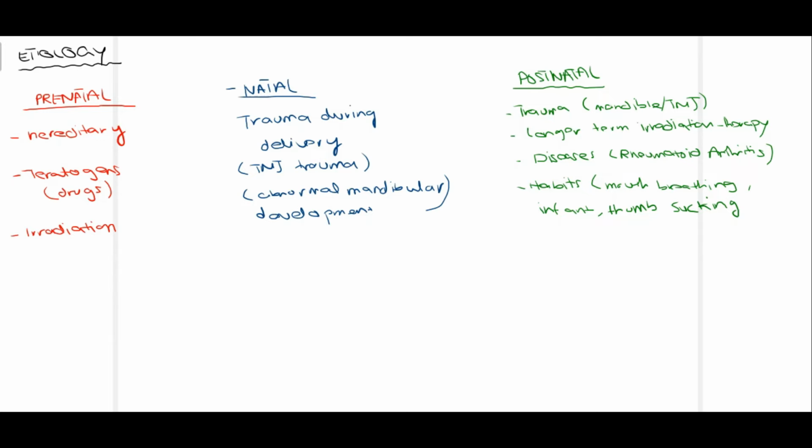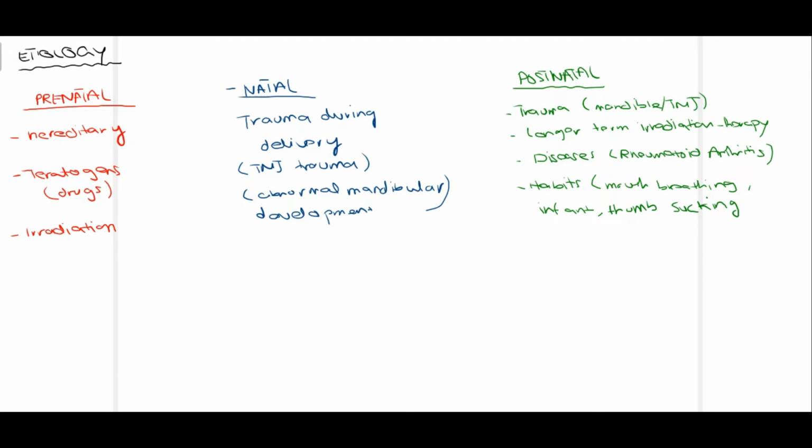Now, in natal causes, we have, for example, during delivery, some kind of trauma, because sometimes forceps are being used. So when the forceps are being used, there can be some damage, especially to the mandibular condyle. So that can interrupt the development of the mandible. That can lead to class 2 malocclusion. See, the damage to the TMJ.